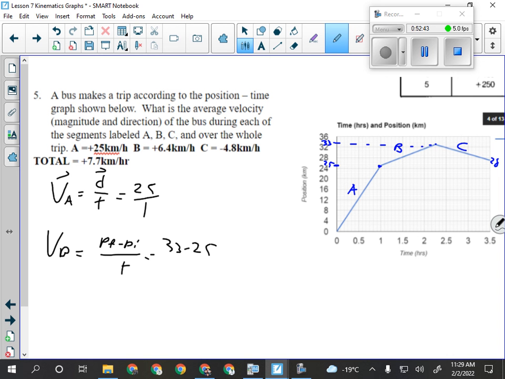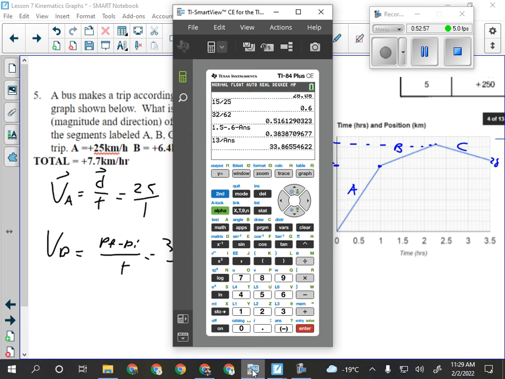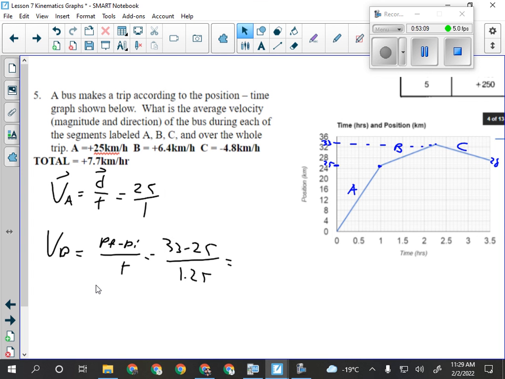Okay, and that takes place over 1.25 hours. Okay, so we do that. I don't know if it comes out to exactly 6.4, but it should be close to that. 33 minus 25. God, I can't believe I typed that in. Divided by 1.25. Okay, 6.4 kilometers per hour, and that's positive.